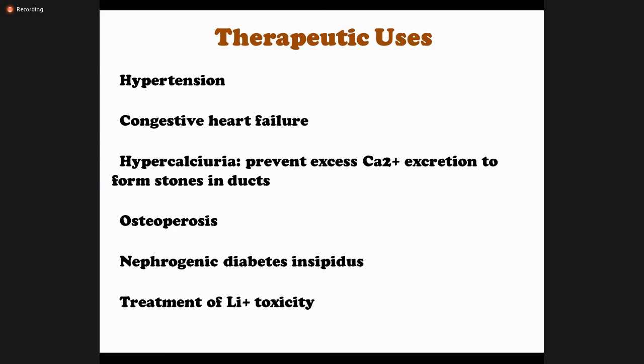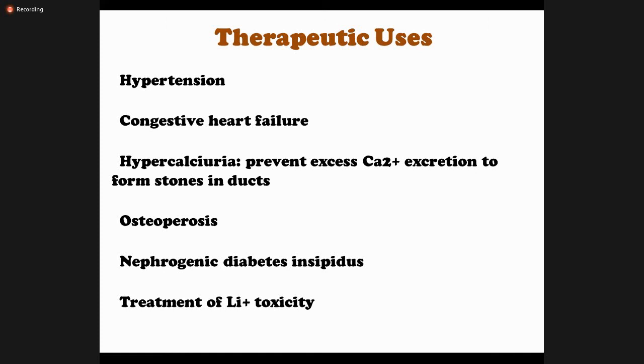Congestive heart failure, hypercalciuria. Now focus on this point. Suppose excessive calcium is present in the plasma and calcium is going to be sprayed out excessively; that is called hypercalciuria. When an increased amount of calcium is going to be sprayed out from the kidney, there are increased chances of stone formation. So how can we prevent this excessive excretion of calcium? The answer is by using thiazide diuretics, because they enhance the reabsorption and prevent the excretion.